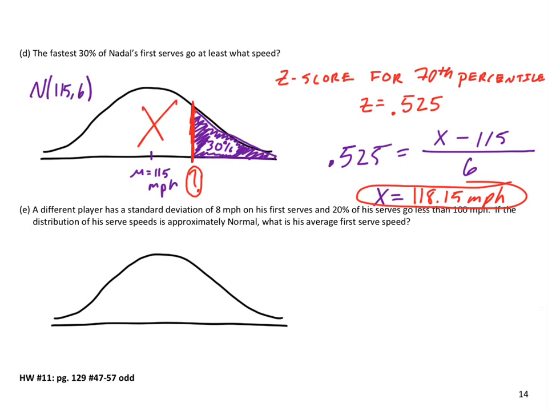Not quite as good at Nadal at the serving, apparently. All you know is that the standard deviation of his distribution is 8. His first serves, let's see, 20% of his first serves go less than 100 miles per hour. So the bottom 20% is 100 miles an hour or less. What's his average speed? So now I want you to solve for the mean. What's the mean of this distribution? This is a different player. He's not quite as prolific as Nadal.